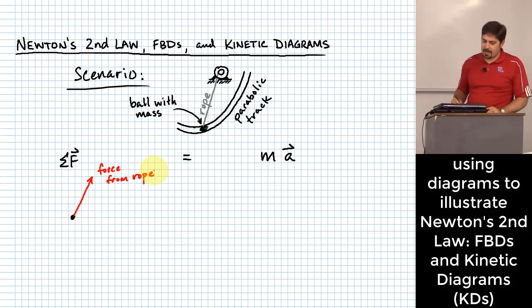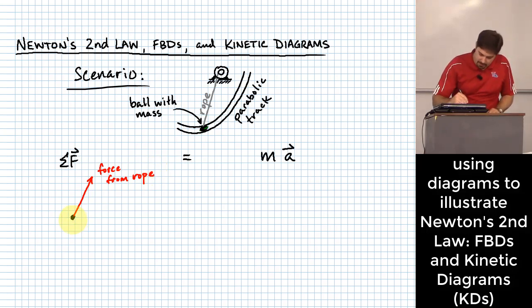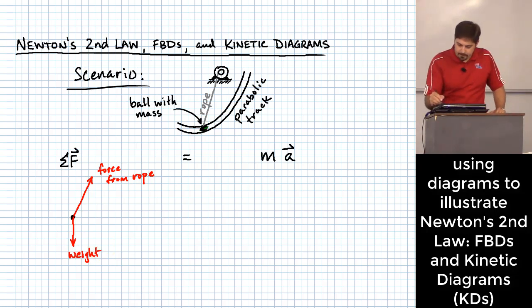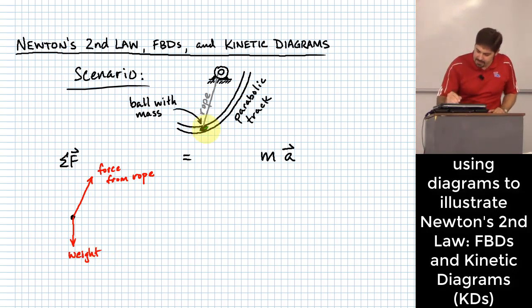Okay, what other forces happen on the ball? Well, let's say it's in gravity, right? So it might have some weight pulling down on it like this. Other forces that you might have acting on here would probably be best aligned with the tangential direction of this track, all right?